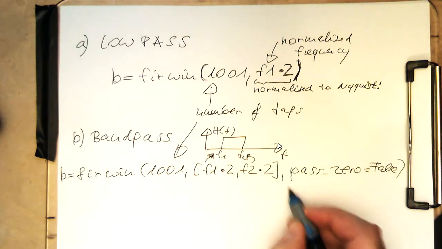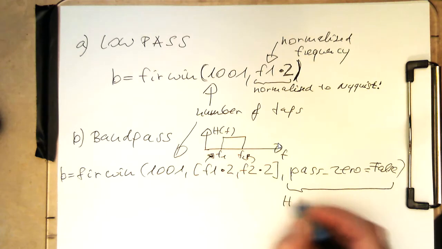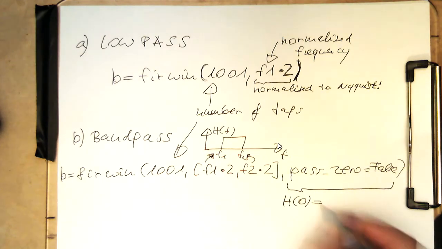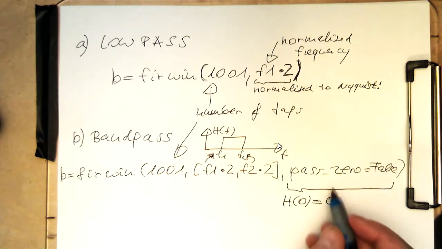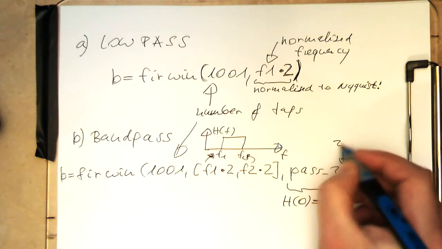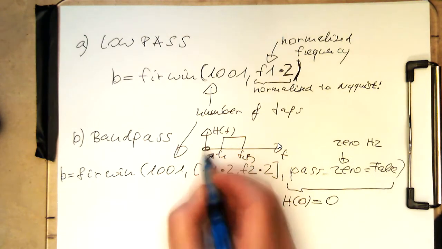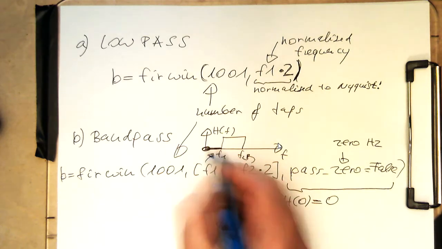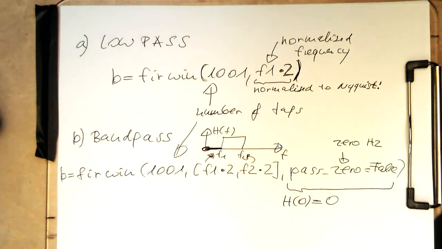And now we've got a curious parameter here, which is pass_zero equals False. This means that h of 0 equals 0, so at the starting point there's no pass through at zero frequency. Zero refers to zero frequency, 0 hertz. So this stays zero here, and then the rest is defined by this command. Let's see if this works.